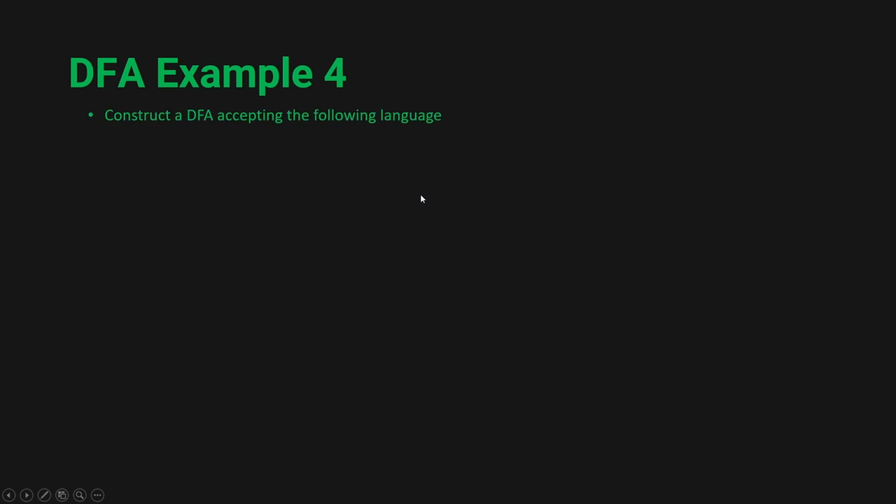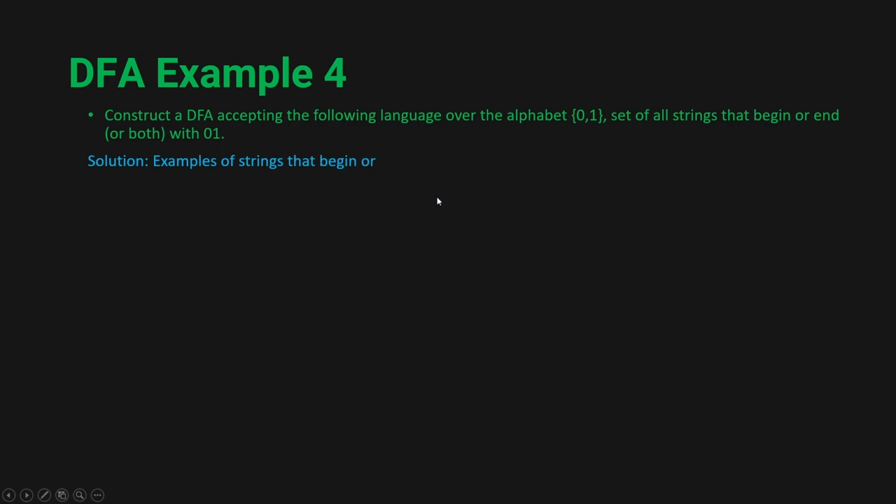All right. Now let's look at example number 4, DFA example number 4. Construct a DFA accepting the following language over the alphabet 0, 1: set of all strings that begin or end or both with 0, 1. Okay, so the solution is like this.